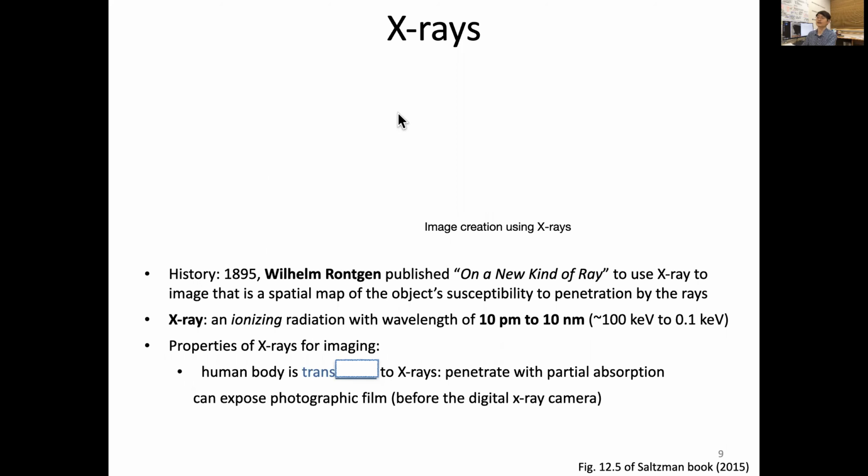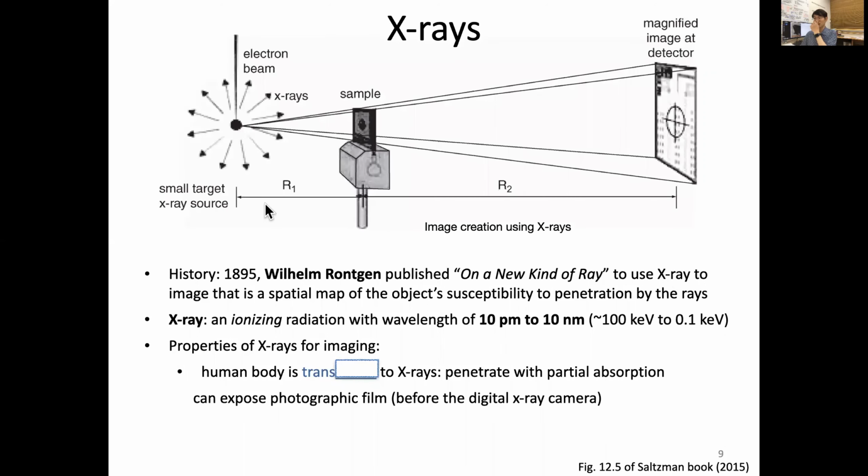So what is X-ray? There is a history that in 1895, Wilhelm Röntgen published a paper on a new kind of ray that he didn't know what exactly it meant. And so he used X-ray to image a spatial map of object susceptibility to penetration by that ray. So this is the schematic of the conventional X-ray imaging.